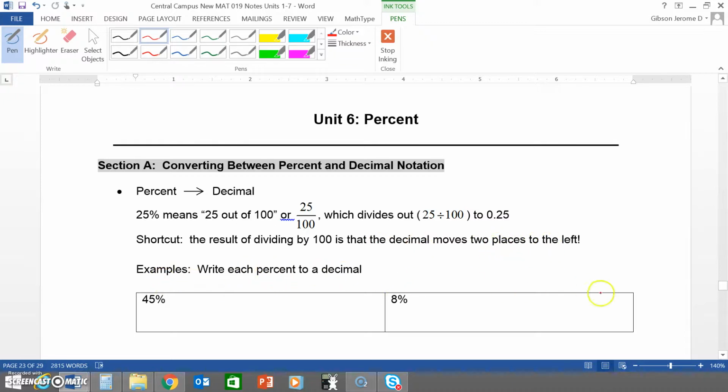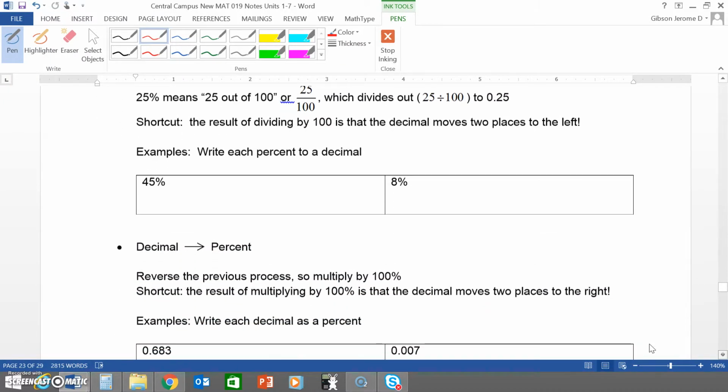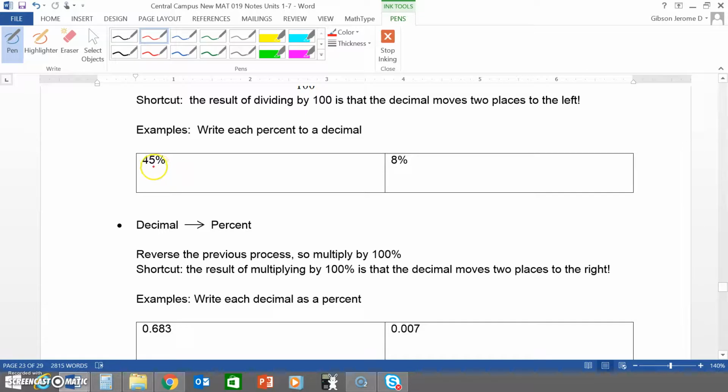Examples, write each percent as a decimal. Now, we have 45% and we also have 8%. The first thing we have to do is drop the percent sign. So we have 45, and we'll put our decimal behind the 5, because whenever you have a whole number that doesn't show a decimal, you put it at the end. Now, to change this to a decimal, you move this decimal 2 places to the left. So your final answer would be 0.45.